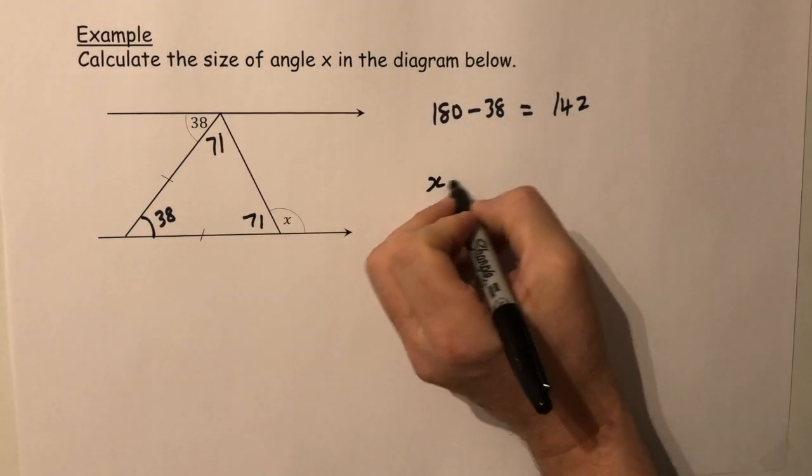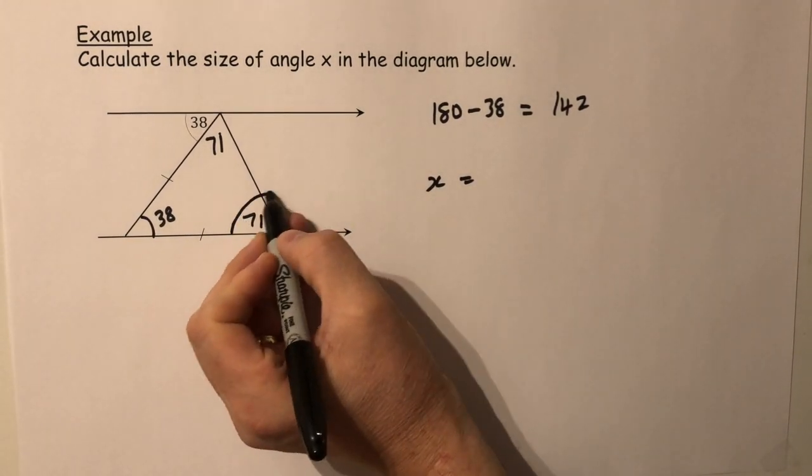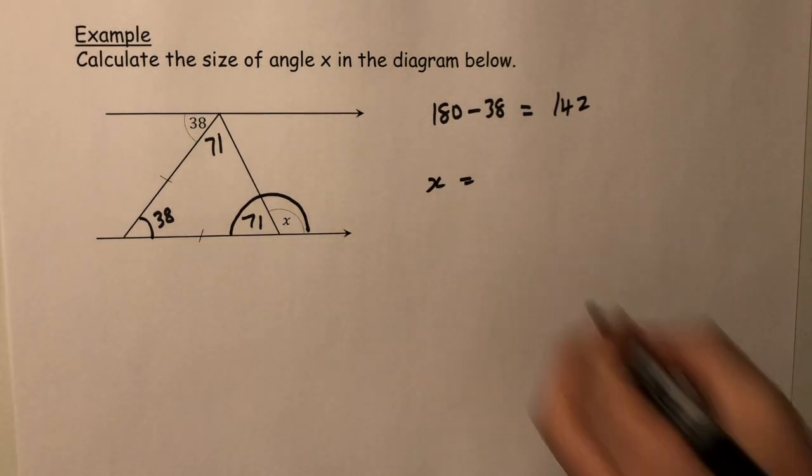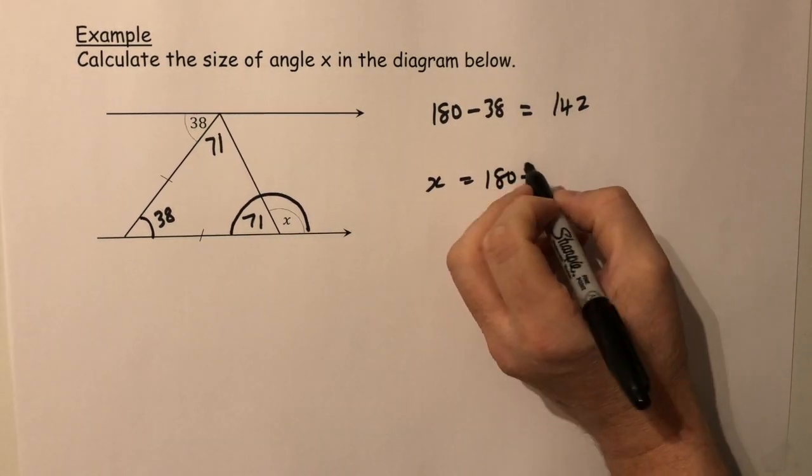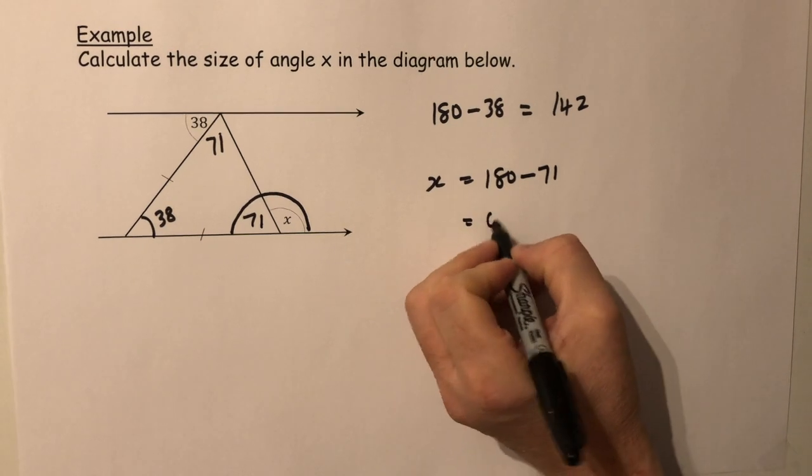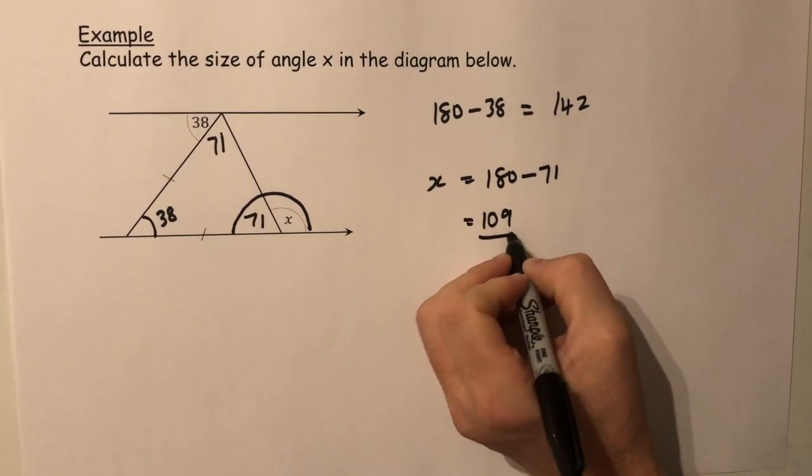Finally, we can work out the value of x because these two angles must give us 180 degrees. So x is 180, take the 71 degrees, so it's 109 degrees.